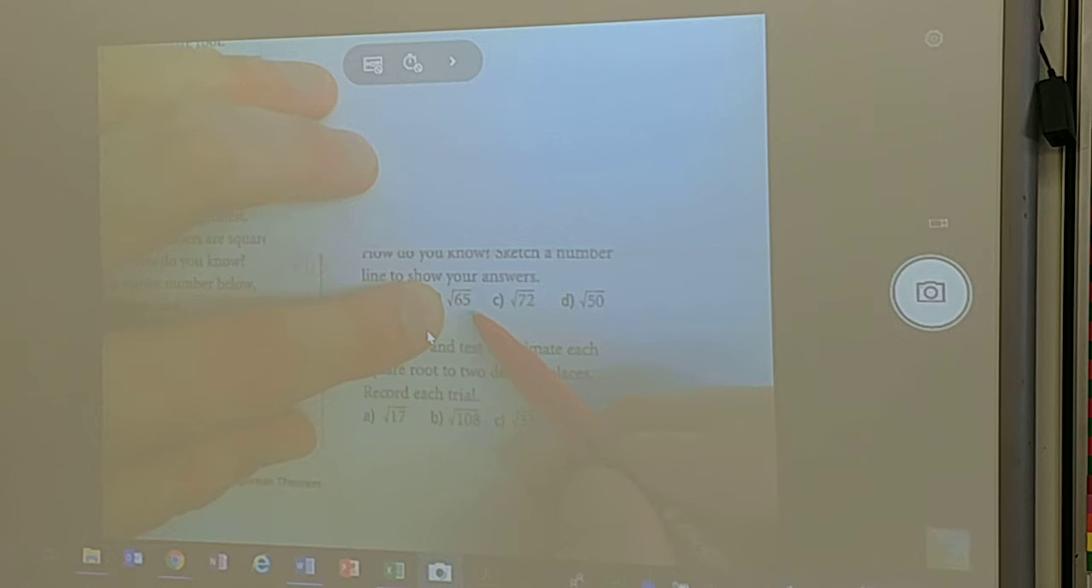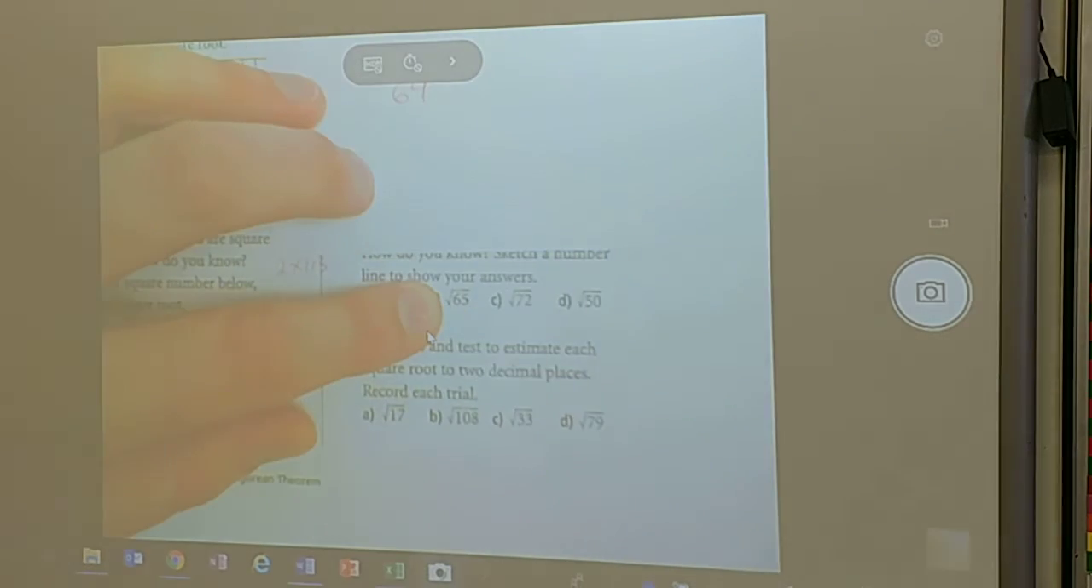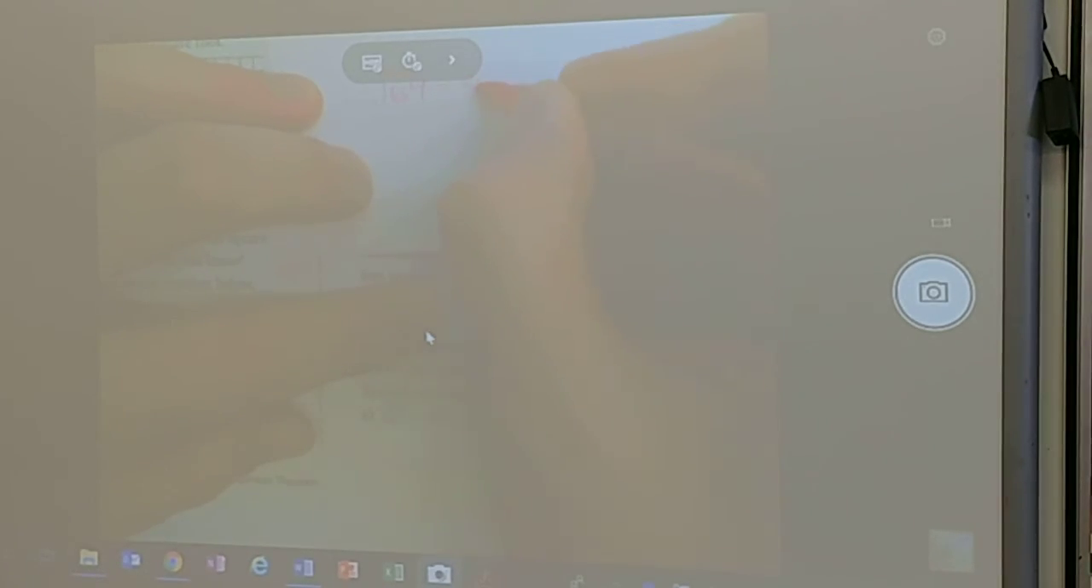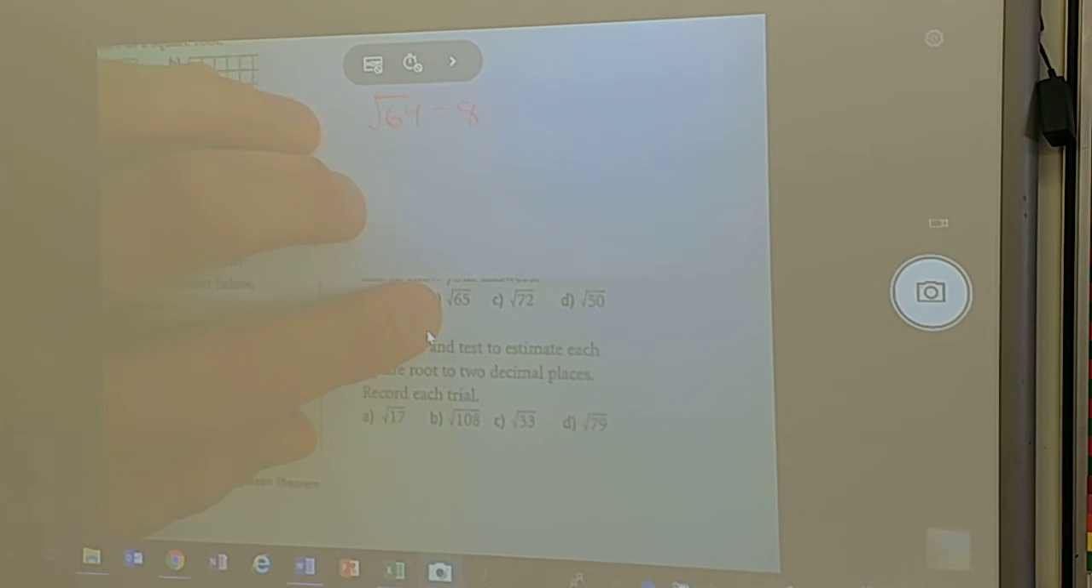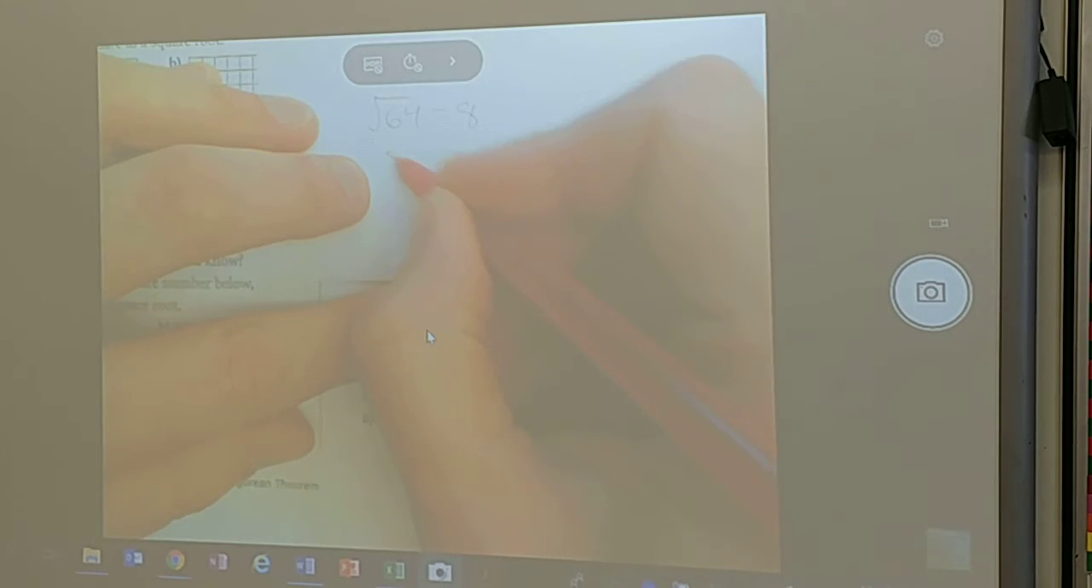Yes. What is it? 64. Okay, so could I say that 64 is a perfect square number? Yeah. Okay, and the square root of that is 8, you said, right? Perfect. Well, what's the next perfect square number? That's 8 times 8, so what's 9 times 9? 81 is a perfect square. So what's the square root of 81?